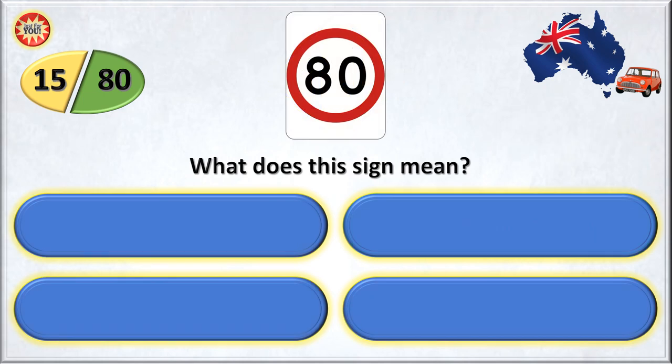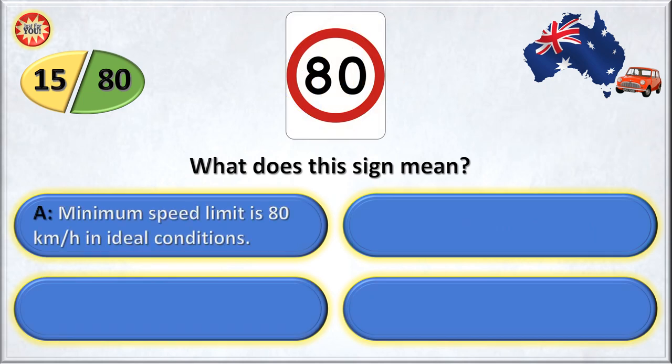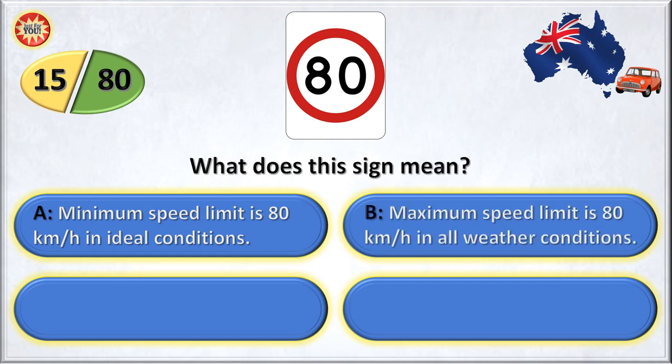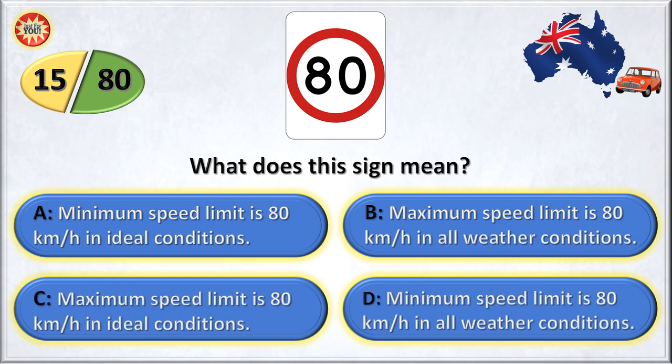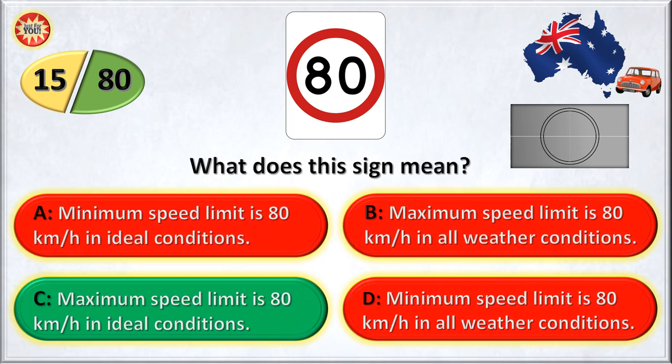What does this sign mean? Minimum speed limit is 80 km per hour in ideal conditions. Maximum speed limit is 80 km per hour in all weather conditions. Maximum speed limit is 80 km per hour in ideal conditions. Minimum speed limit is 80 km per hour in all weather conditions. Maximum speed limit is 80 km per hour in ideal conditions.